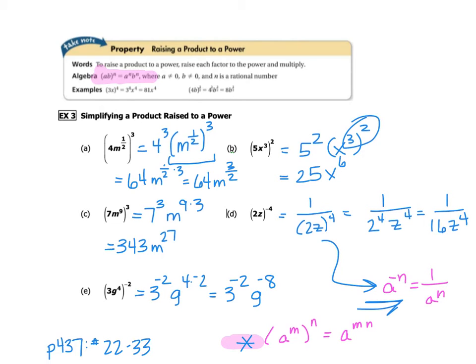Here's what that is. Move it to the other side of the fraction bar. So this becomes 1 over 3 squared g to the 8th, and we need a little bit more room down here, so 1 over 9 g to the 8th.